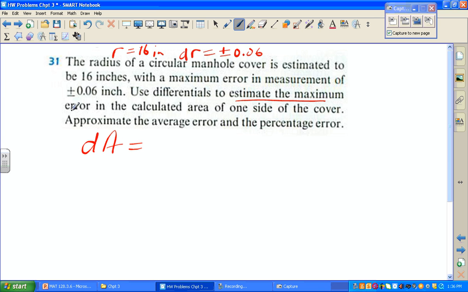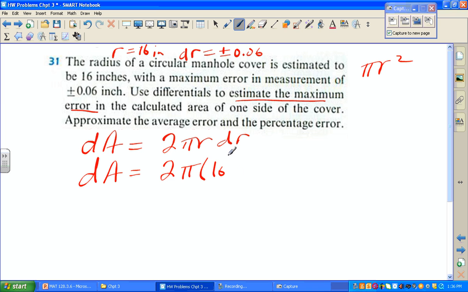To estimate the maximum area, so that's dA, pi r squared, so it's going to be 2 pi r dr. dA equals 2 pi 16 plus or minus 0.06. Multiply that out. I took the derivative. dA equals the derivative of A times dr. You're multiplying that. Correct. So the answer would be plus and minus something. You multiply it out. Now it says approximate the average error.